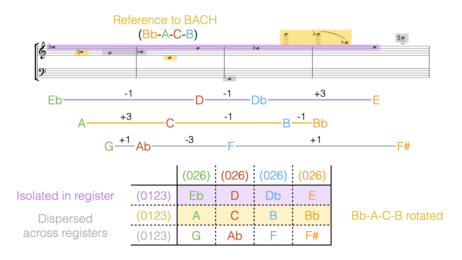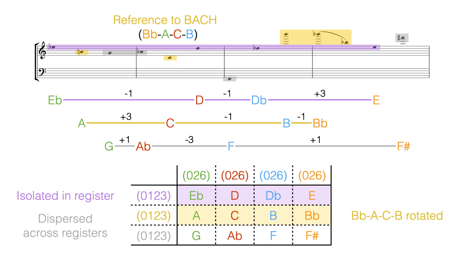So we're imagining a progression of four three-note chords, each of which is a 026. E flat G A, A flat C D, B D flat F, and E F sharp B flat.